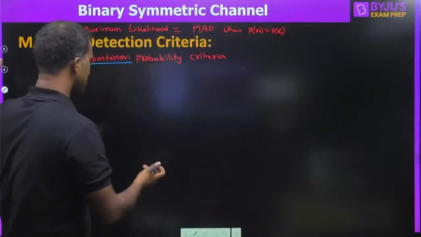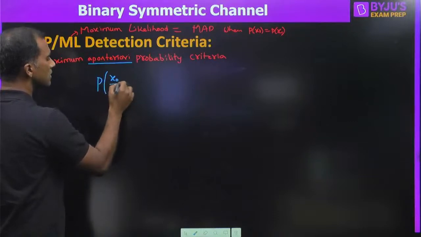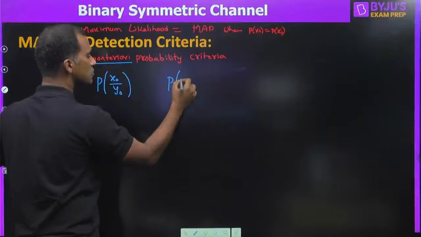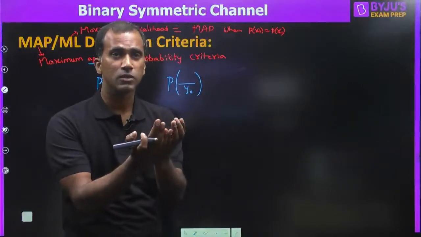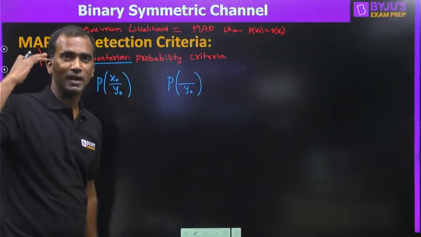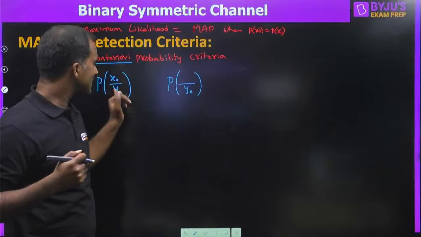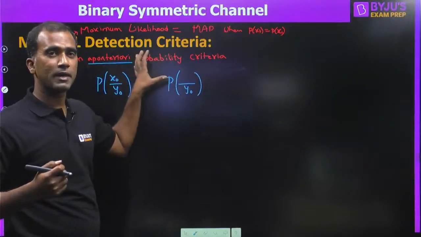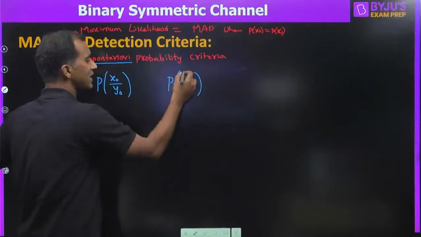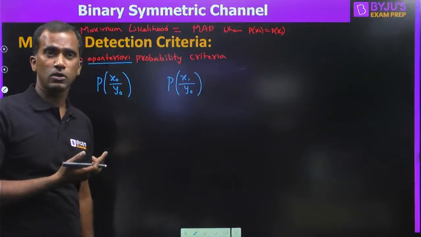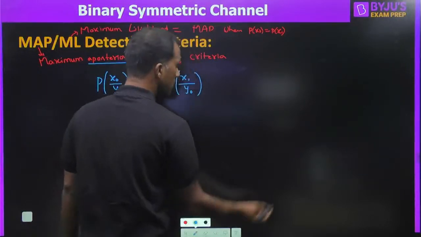Now let us talk about the criteria. Observe very carefully. P of x naught given y naught. Let's take a posteriori probabilities. We have to make a decision by looking at the output, so we know the output. We have to make a decision about the input. Since we know the output, the given condition is that the output is known. That's why MAP criteria talks about given y naught probabilities, because we know the output. Given that y naught is received, it can be received because of x1, or it can be received because of x naught. Correct? Okay, let me plot the diagram quickly here.